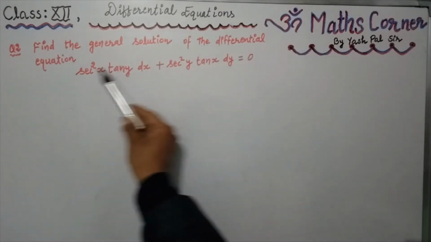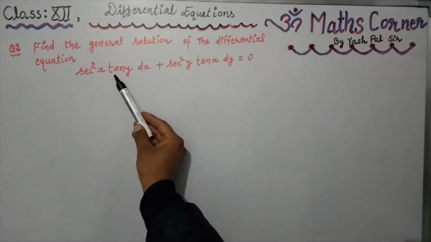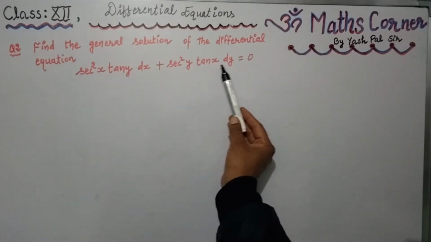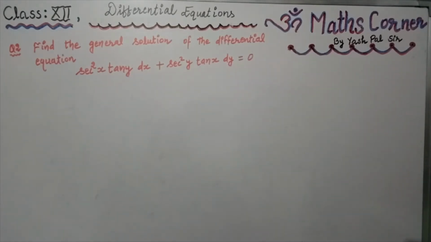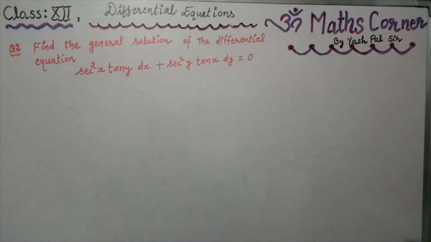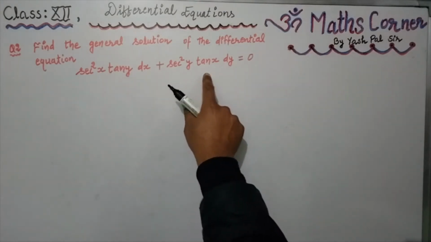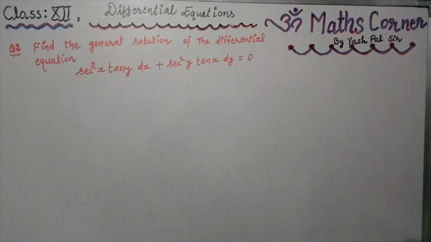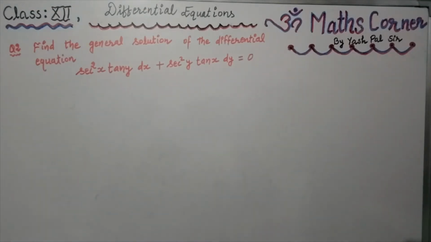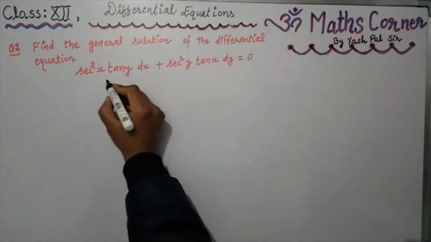Question number 2. Find the general solution of the differential equation secant square x into tangent y into dx plus secant square y into tangent x into dy is equal to 0. Here we see only two terms are there, which means we can apply the method of separating the variables to solve this differential equation.